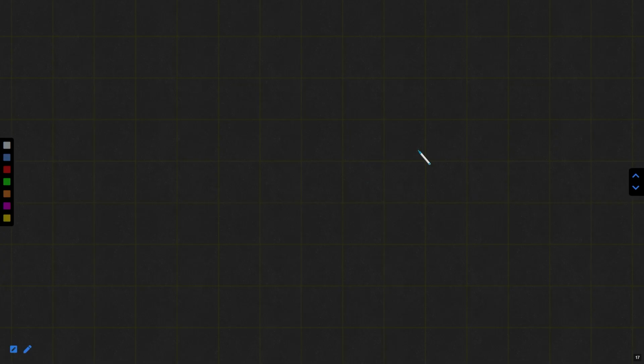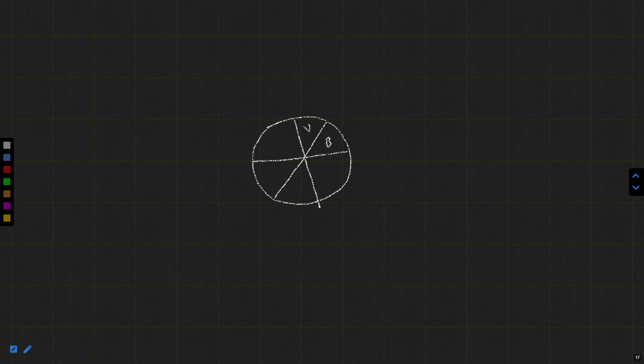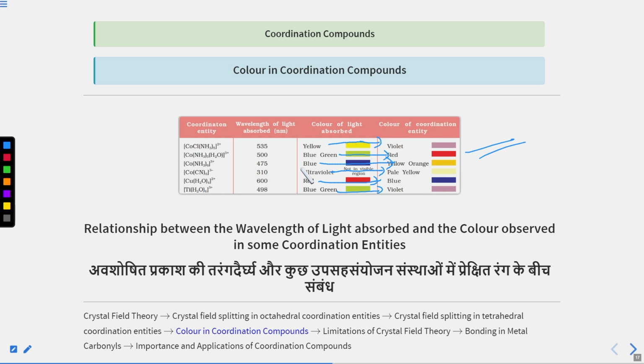So how do we do it? Let me draw it on the screen. It's very interesting. How many compartments do we need? V, B, G, Y, O, R. We need six compartments: 2 compartments, 4 compartments, and 6 compartments. So V, B, G, Y, O, R. Now it is good. Now suppose yellow is absorbed, then violet will be seen. If blue is absorbed, orange will be seen. If green is absorbed, red will be seen. This is a very interesting way to write this. Clear?